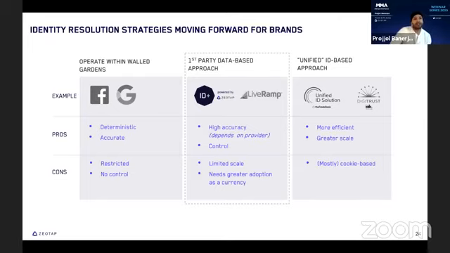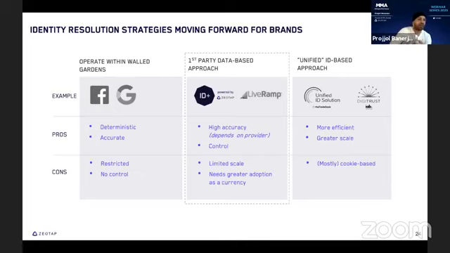Of course, you have the likes of a Facebook and a Google, who have their own walled gardens. They have their own single customer IDs. They are incredibly efficient at identifying and tracing these customers, measuring this customer behavior. But the biggest challenge from a marketer perspective are the restrictions that are put on you.